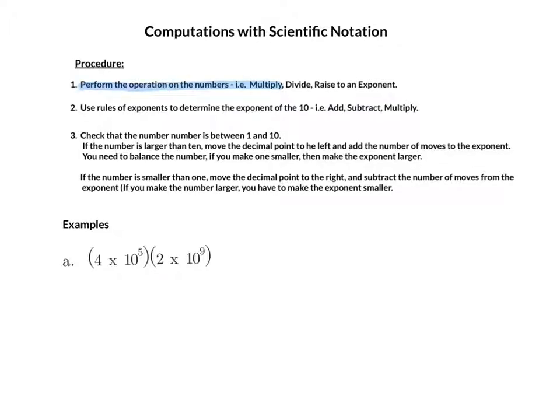Example A, we have 4 times 10 to the 5th times 2 times 10 to the 9th. So we multiply our numbers. 4 times 2 is 8. And then we want to add our exponents. Remember that we're multiplying here, so what do we do with exponents when we multiply? We add them. So we should get an exponent of 14. So our final answer is 8 times 10 to the 14. Since 8 is between 1 and 10, we are done.